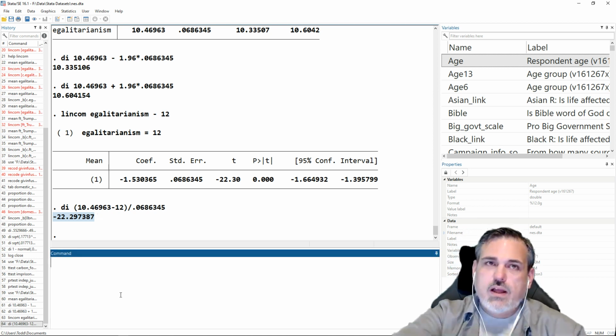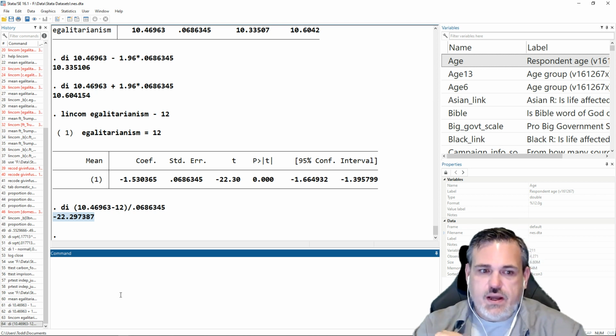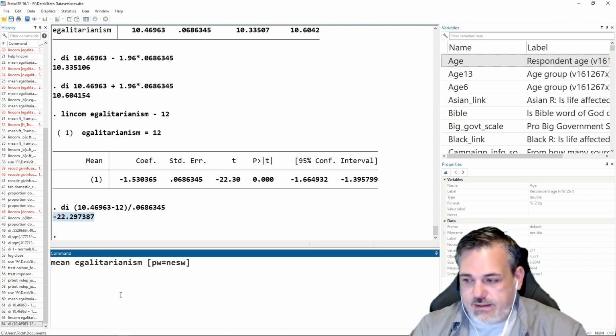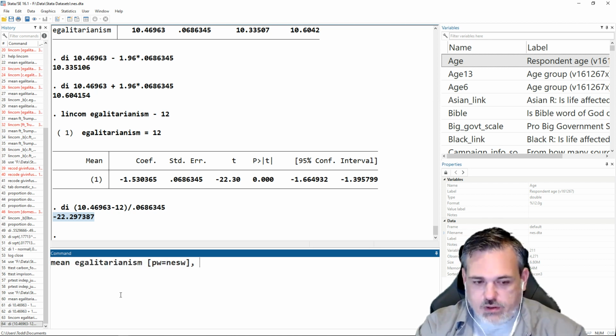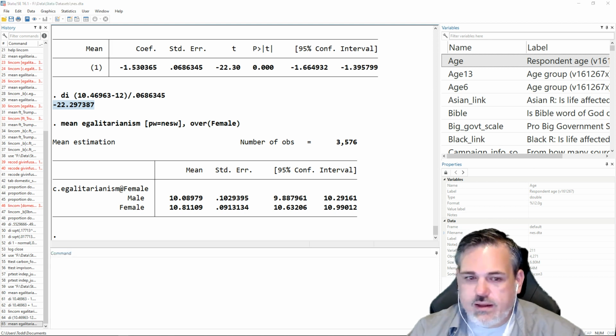So let's say we want to examine differences between groups on this same score. We're going to take a look at the mean of egalitarianism, but we're going to look at it over gender. You can see this spits out what the mean score is for both of these. You can notice that the mean difference is about 0.7. Now, here is the difference from the book.